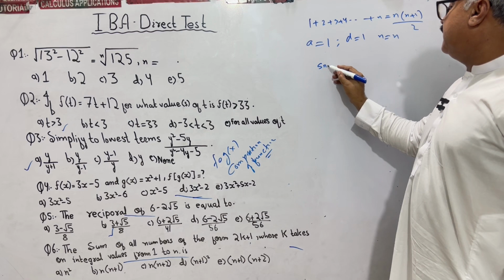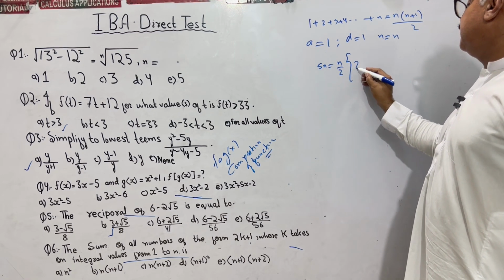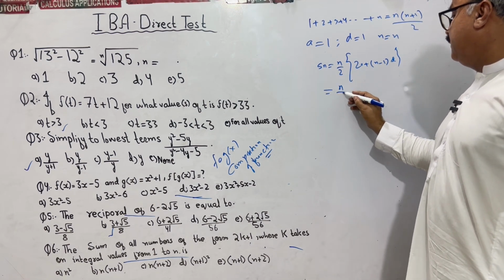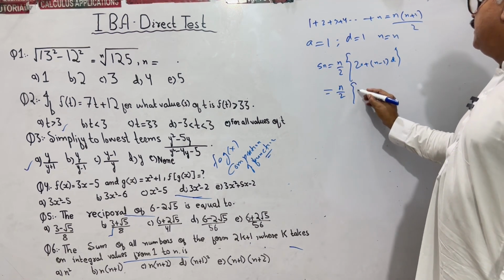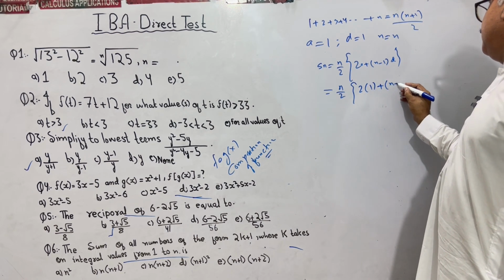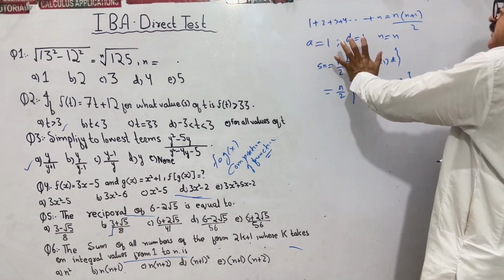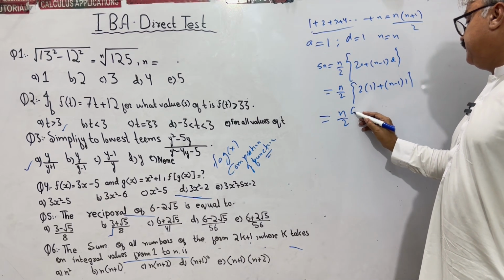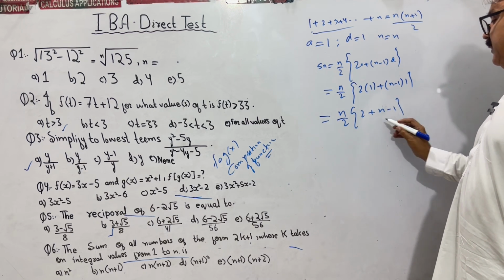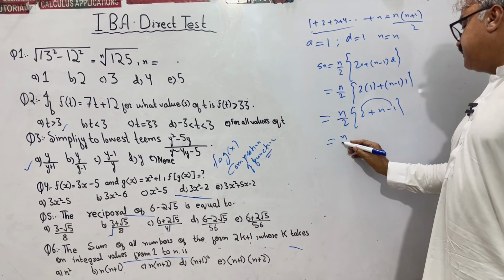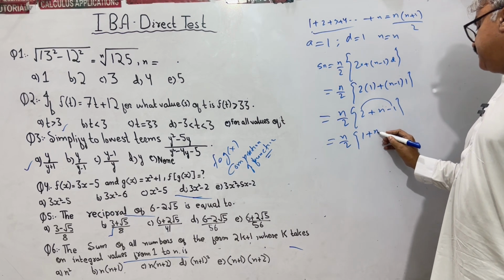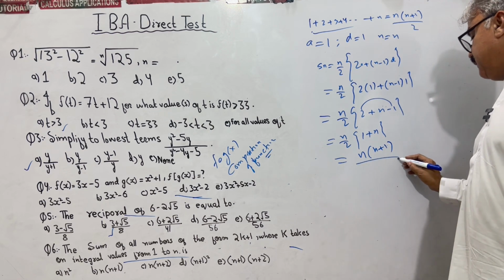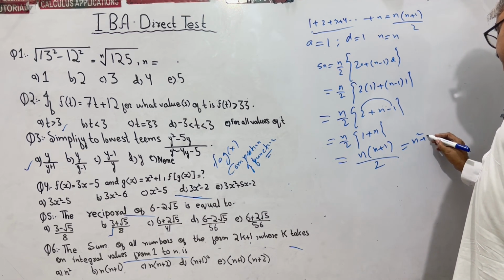So we have Sn is equal to n over 2 times 2a plus n minus 1 times d. The value of a is 1, value of d is also 1. First term is 1, common difference is 1. So we have n over 2, 2 plus n minus 1. Positive 2, negative 1 will result in 1 plus n. Or one can write n times n plus 1 over 2, or one can write n square plus n over 2.